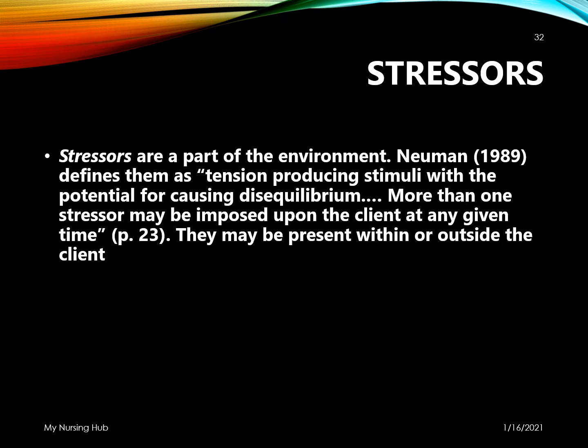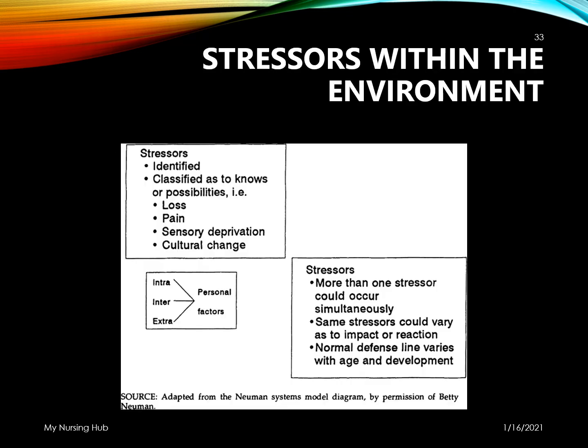The next concept in Neuman's model is stressors. So stressors are a part of the environment. She defines them as tension-producing stimuli with the potential for causing disequilibrium. More than one stressor may be imposed upon the client at any given time. They may be present within or outside the client. So it is a thing which causes disequilibrium to our normal life process. It is tension-producing stimuli. Now let's see what the stressors within the environment are.